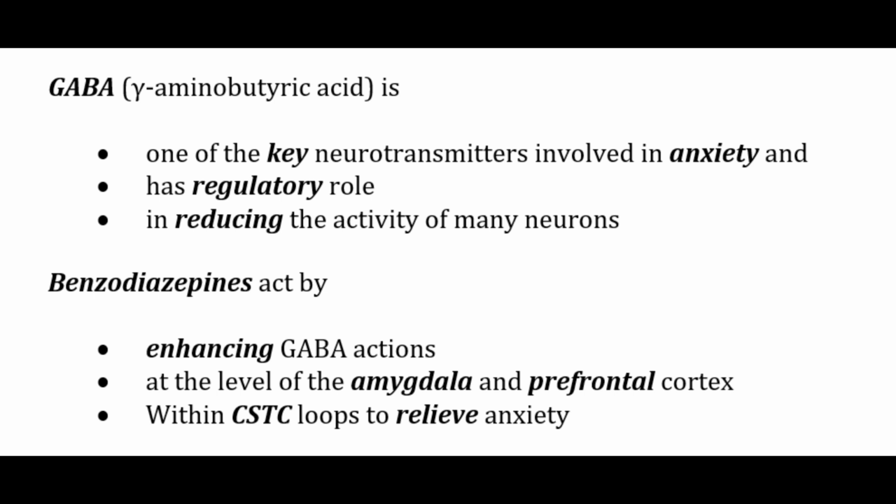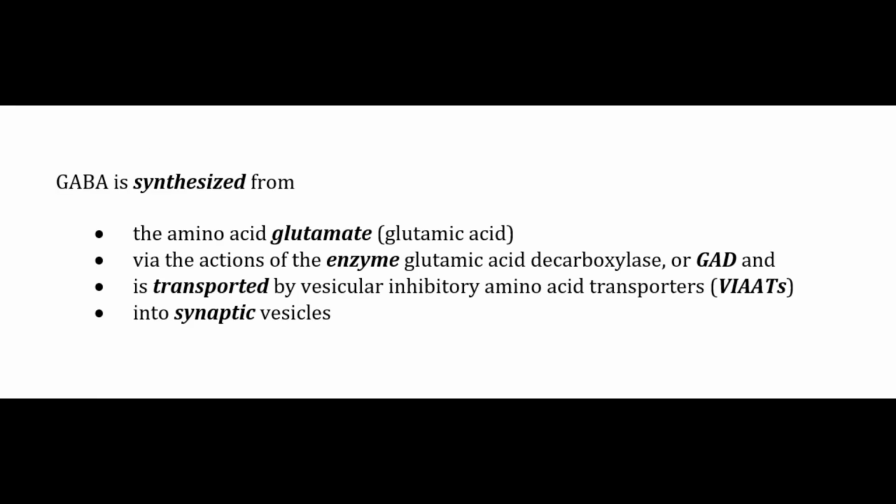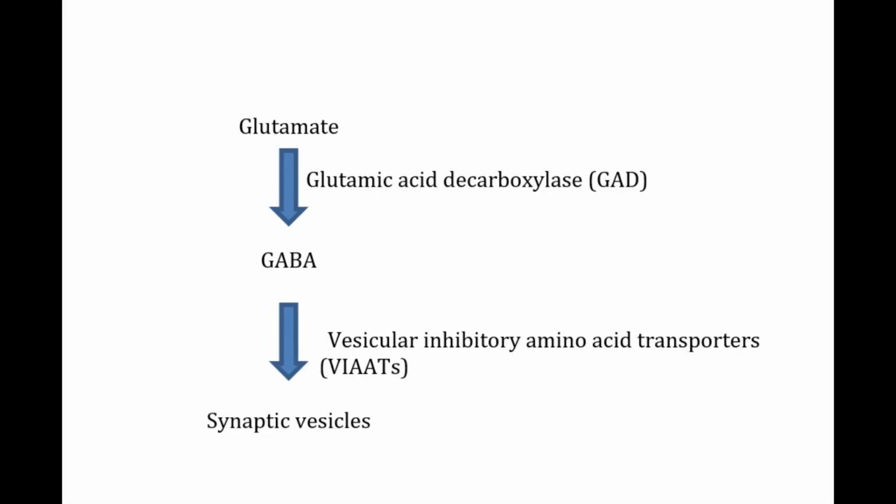GABA and benzodiazepines. GABA is one of the key neurotransmitters involved in anxiety and has a regulatory role in reducing the activity of many neurons. And benzodiazepines act by enhancing GABA actions at the level of the amygdala and prefrontal cortex within CSTC loops to relieve anxiety. As discussed in previous chapters, GABA is synthesized from the amino acid glutamate via the action of the enzyme glutamic acid decarboxylase and is transported via vesicular inhibitory amino acid transporter into synaptic vesicles, as is shown in this slide.